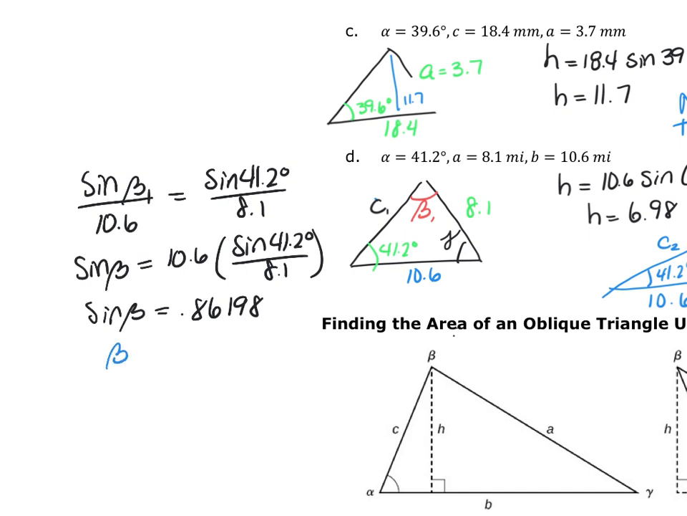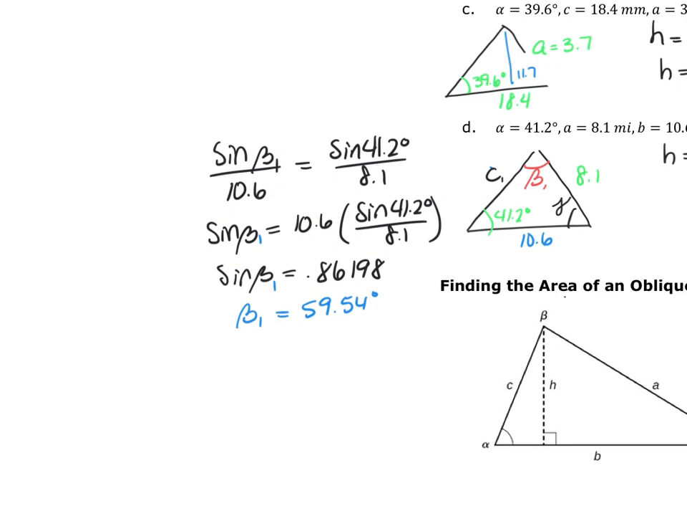And so I'm going to get beta sub 1, which is going to be equal to the sine inverse of that number I just found, and I get beta sub 1 to be 59.54 degrees. So from here, I would go ahead and solve for my gamma 1. Of course, my gamma 1 is going to be 180 minus that 41.2 minus that 59.